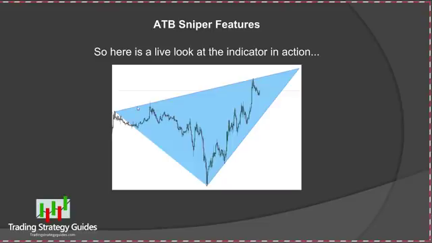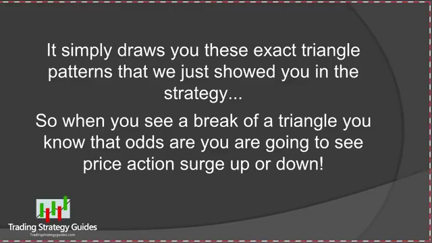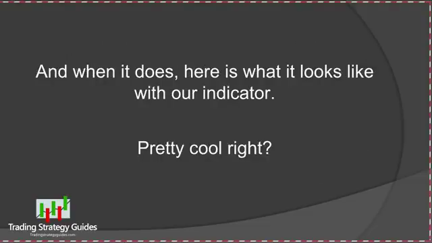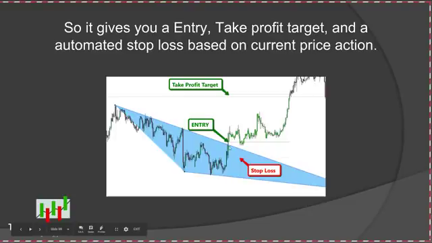So here's a look at the indicator in action. This is a different type of triangle you can see here. It's kind of symmetrical, because you've got it moving up both sides, but you can see there it is. And it simply draws these exact triangle patterns, so you'll see it just like that. And when you see a break of the triangle, you know that you're going to see something happen really soon. And so when it does, here's what the indicator will show you. It'll trigger the entry, you'll get an arrow, and then the candles will change colors, and it'll put a stop loss and a profit target on it, and there are settings that you can adjust. So that makes it even better that you can adjust the settings.